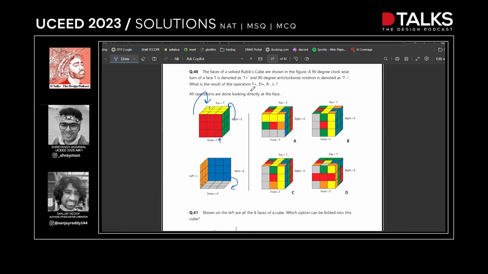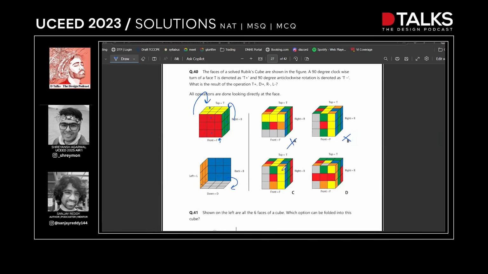So from this you can cut off A, right? Because there is one dot left over here. This green reached there, right? So option A is wrong because there is green here, and it's not supposed to be here. Option B is wrong because there is a green over here too, right?